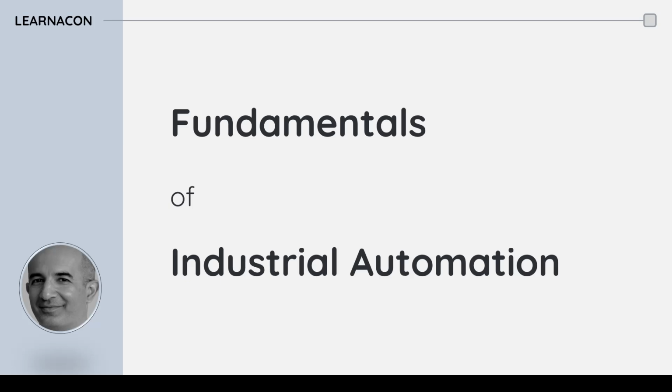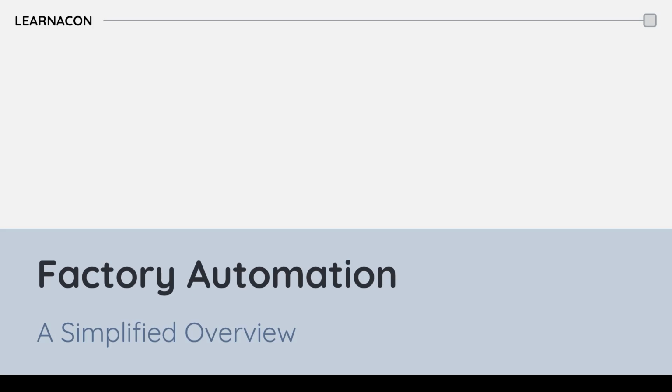In this video series, we will delve into the fundamentals of industrial automation. We will explore the core concepts and technologies that underpin the automation of manufacturing processes. So, get ready to learn about the building blocks of industrial automation. In this short video, we will discuss what factory automation is, why it is important, and how it is implemented.